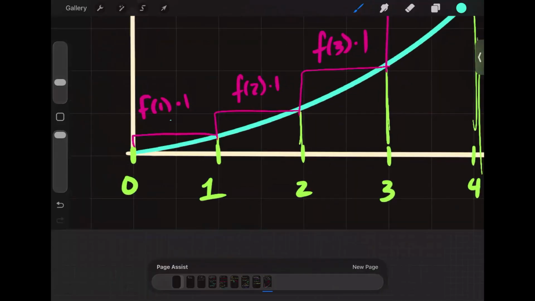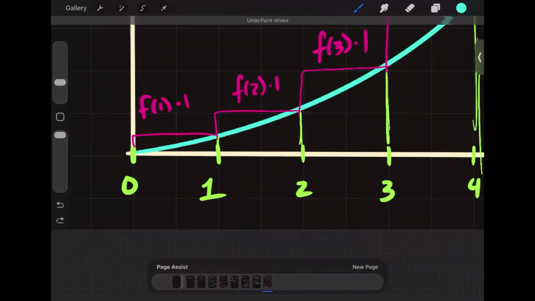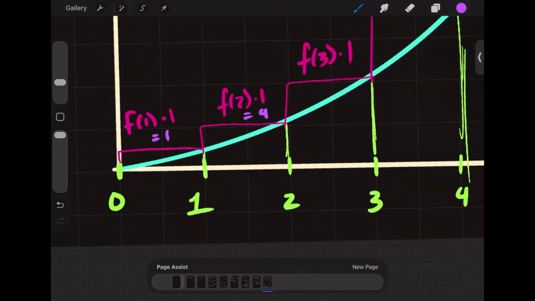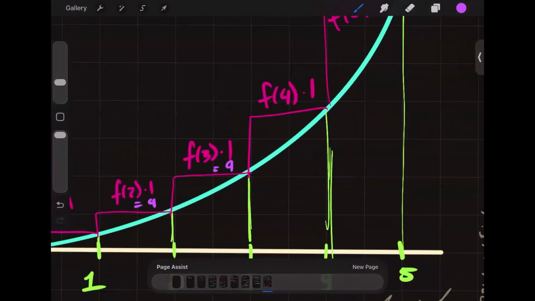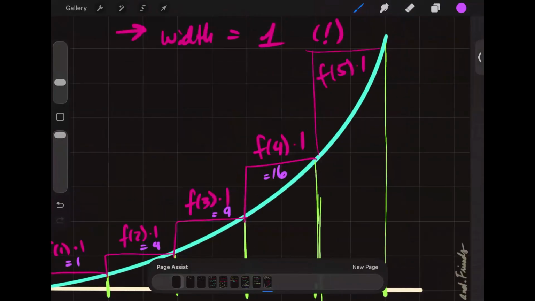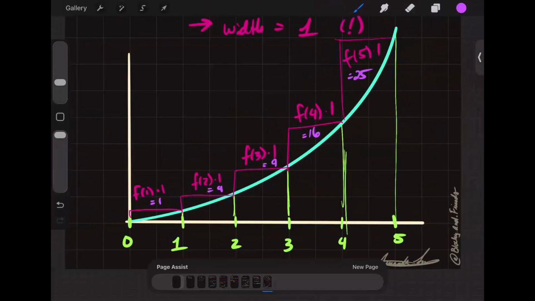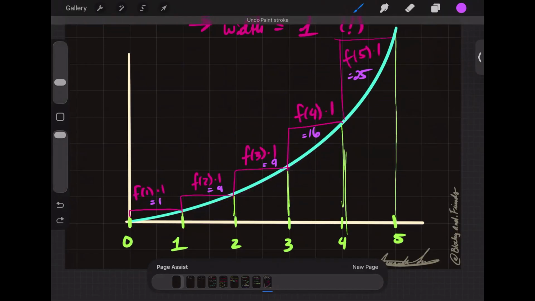My function is x squared, right? So this is equal to 1, 4, 9, 16, 25. And that should give me 5, 14, 30, 55.